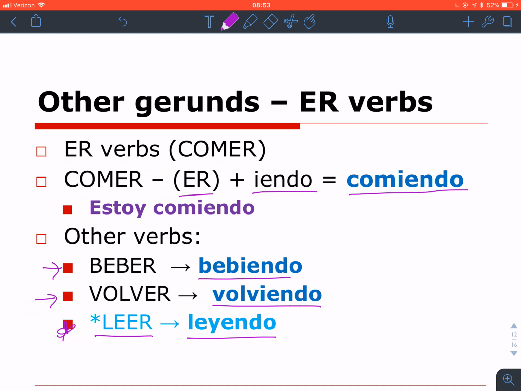But keep in mind something. Volver, that is a stem changer when you conjugate it in the present tense. But notice how it is a regular gerund. You may encounter that. Some forms of a verb may have irregularities and other forms may not. You have to be very careful.